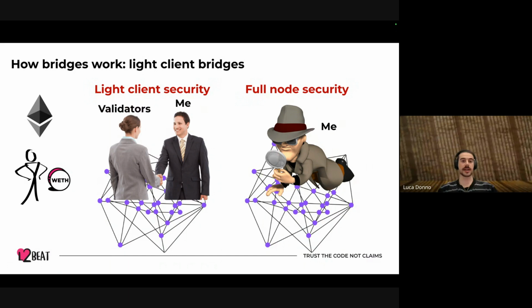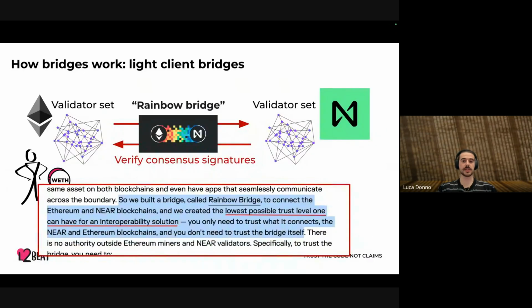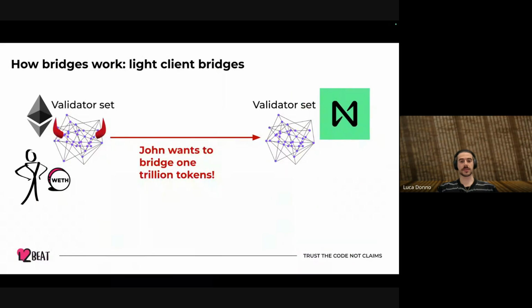And this is a light client. And this is why we call this model a light client bridge. It takes the name of a light client bridge because it has the same security as a light node. It just trusts the validators.